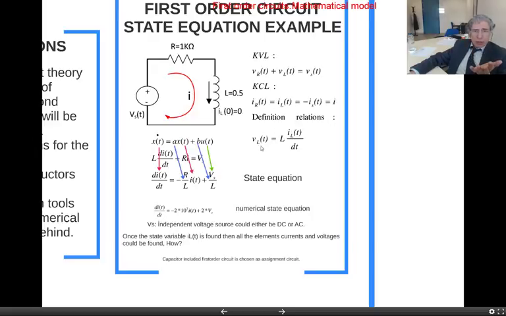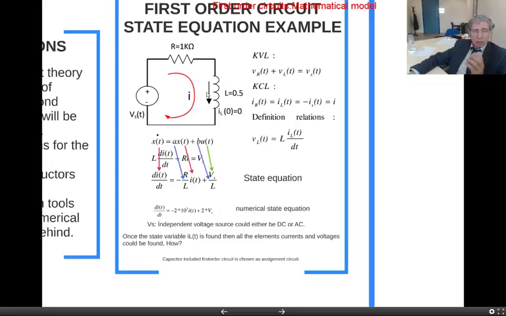So this is the definition relation of the inductor. We wrote KVL, KCL equations, and the definition relations for the inductor, and the definition relation for the resistor is V equals R times I, not written here, but you know that. So our aim is to find a differential equation like that for this circuit, that means the mathematical model.